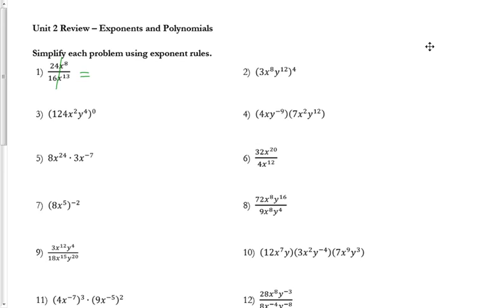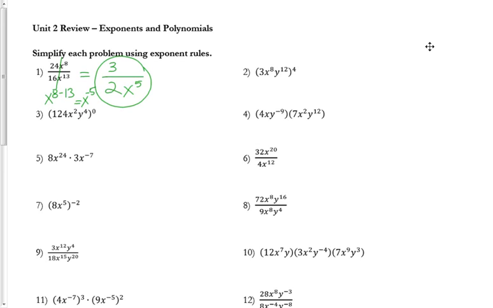So 24 and 16 are both divisible by 8. 24 divided by 8 is 3. 16 divided by 8 is 2. So I'm going to start my answer with 3 over 2. Then I'm going to look at my variables. My division rule tells me to subtract, so I do top minus bottom, which gives me x to the negative 5th power. Remember that a negative exponent simply tells you location. So I have 5 x's, and those 5 x's, because the exponent is negative, are on the bottom of my fraction.